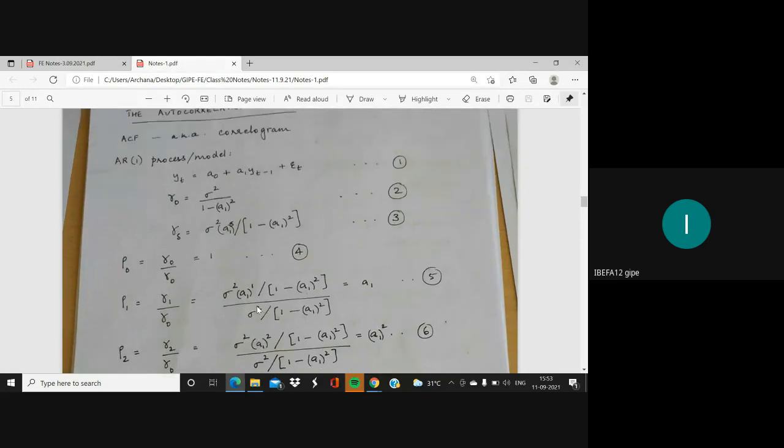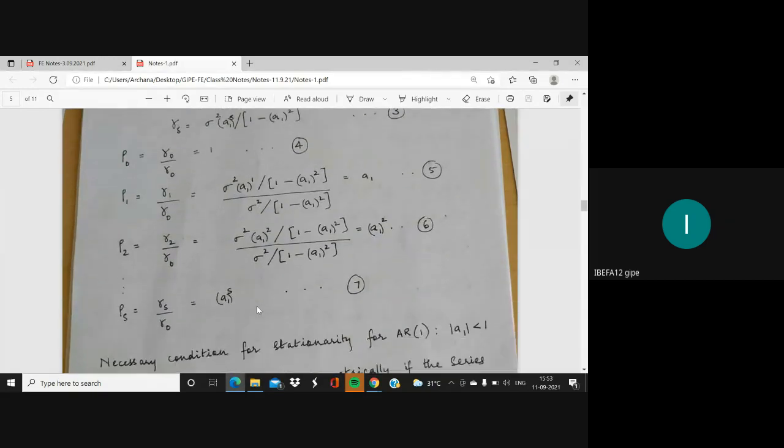So the general formula, if you look at the pattern that you're getting, is rho s is equal to gamma s by gamma 0, autocovariance at lag s by variance, that is equal to A1 raised to the power s. So for a first order autoregressive process, the general formula will be rho s is equal to A1 raised to the power s. Just keep this in mind. You'll have been able to follow this.